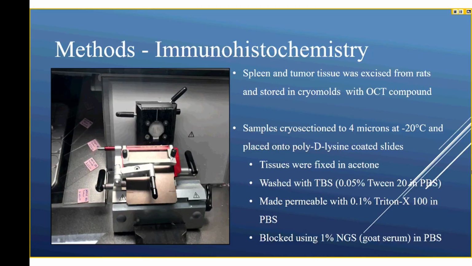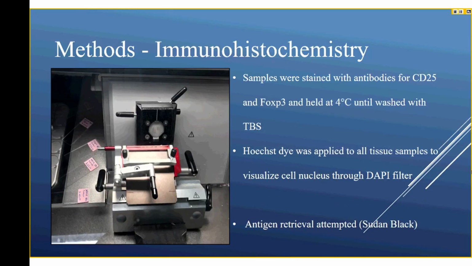And later they were fixed in acetone to prevent cell dissociation, and then washed with TBS. We then permeabilized with Triton X-100, and blocking with NGS, normal goat serum, was applied to increase specificity. So this autologous control sample was stained with CD25 and FOXP3 antibodies, and later all the samples of both autologous and negative control were stained with the Hoechst dye that stains the nuclear membrane.